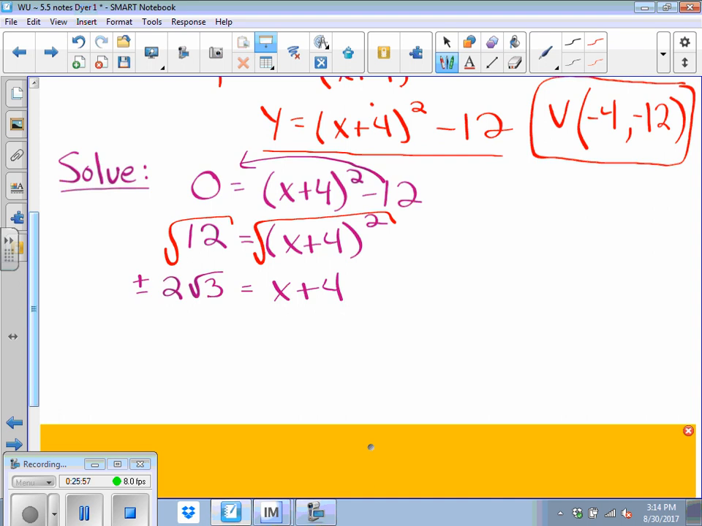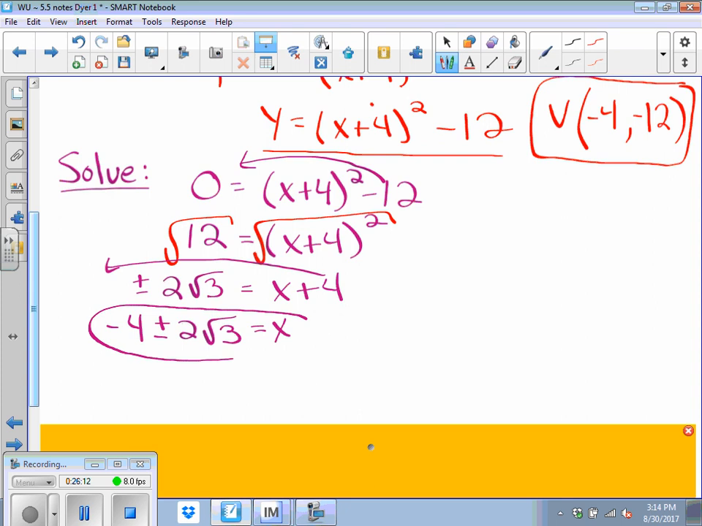Trying to get x by itself, what do I do? Subtract 4, move the 4 over, right? If we take this plus 4 and move it over here, it becomes negative 4. These are my solutions. Those are where that graph crosses the x-axis. If I calculated that, if I did negative 4 plus 2 times the square root of 3, it would give me a decimal answer. Negative 4 minus 2 times the square root of 3 would give me another decimal answer. So that's the points where it crosses the x-axis. They're solutions.